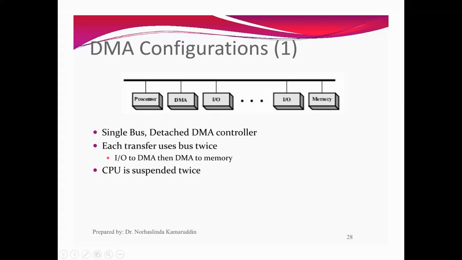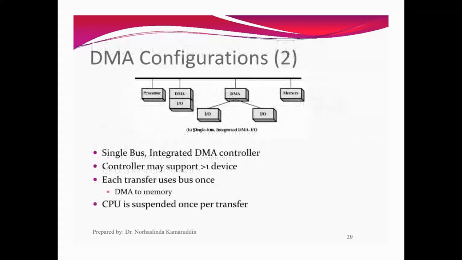So bila DMA require a device, so DMA controller akan bagi tahu device, okay, dia perlukan data. Okay, data katakan input device. So input device akan hantar data ke DMA, and DMA akan hantar ke memory. Okay, and then so ketika proses penghantaran DMA dalam sistem bus tu, prosesor akan stop, akan suspend twice. Okay, right, itu dia kata twice tu.